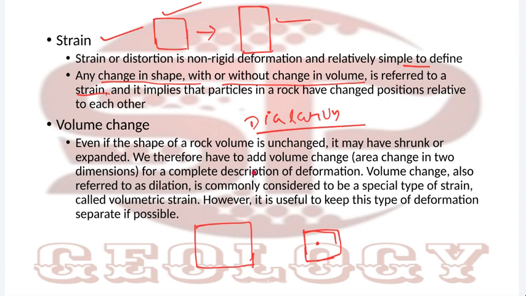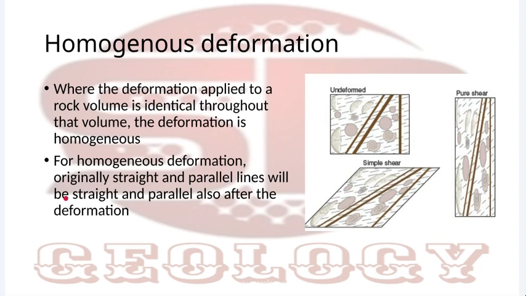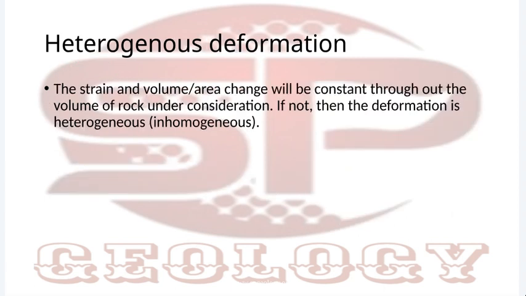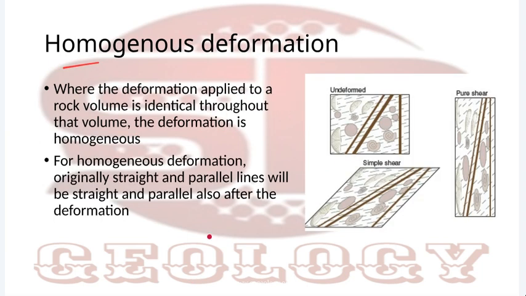So these are different components of deformation. Deformation can be of two types: homogeneous deformation and heterogeneous deformation. In homogeneous deformation, the rock volume will be identical throughout the volume. The parallel lines remain parallel after deformation. That is called homogeneous deformation.